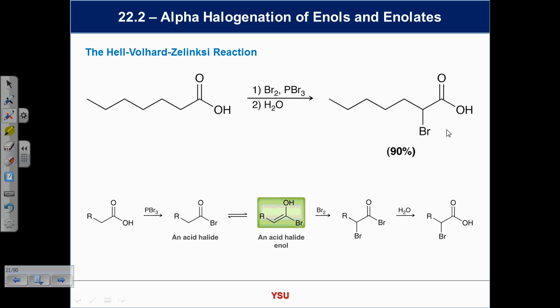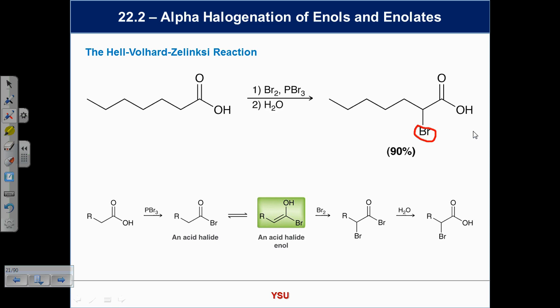Moving along, because I want to get to this one, the Hell reaction. Professors Hell, Volhard, and Zelinsky came up with this one. It is nothing more complicated than what we just did, except it's applying the chemistry to a carboxylic acid. Now, this can be very useful because if you have this halogen at the alpha position and you replace it with an amine, some nitrogen compound, you make an amino acid.